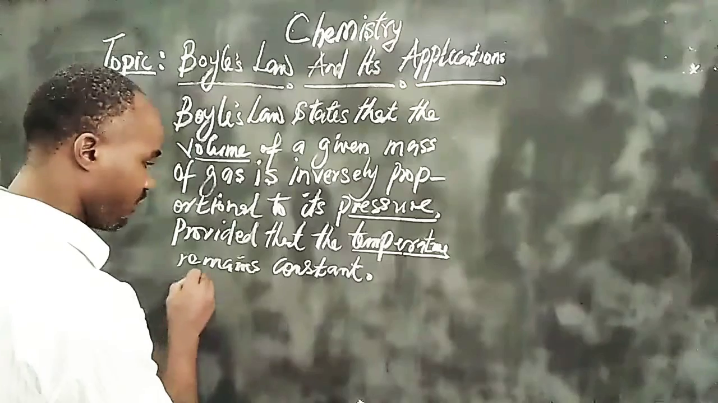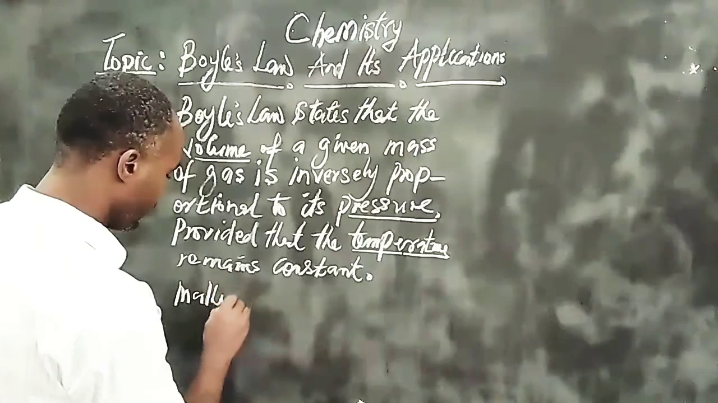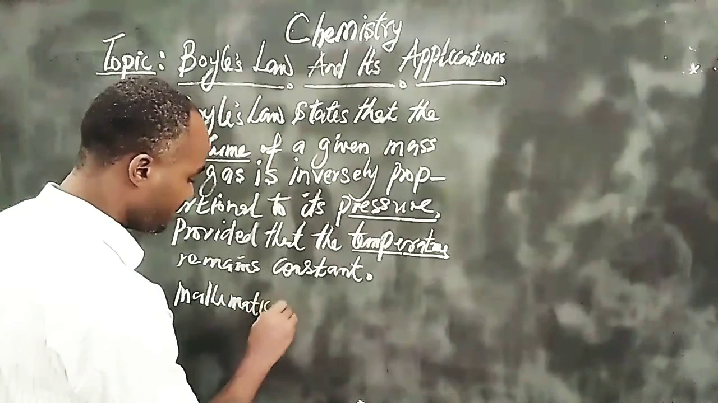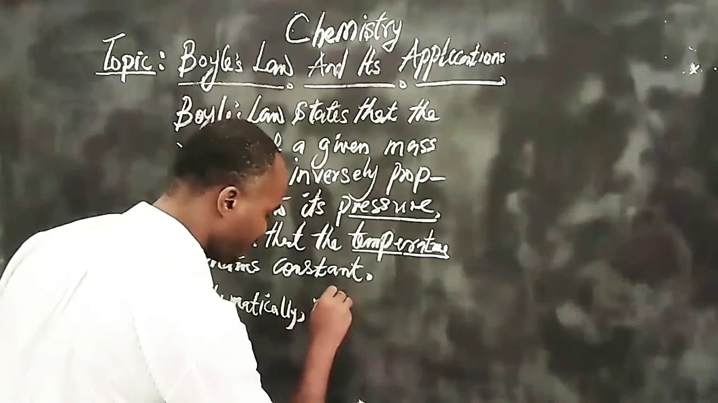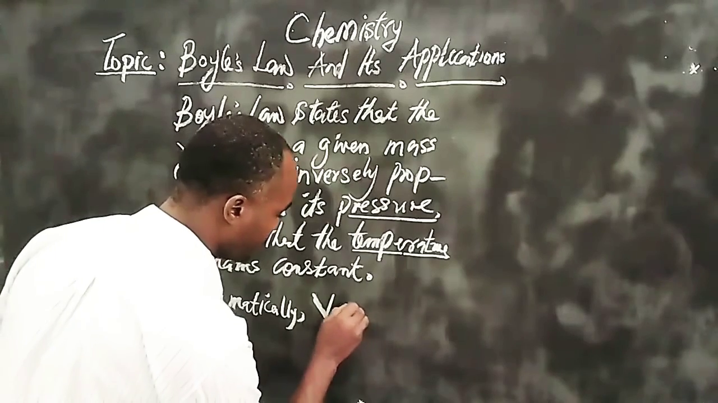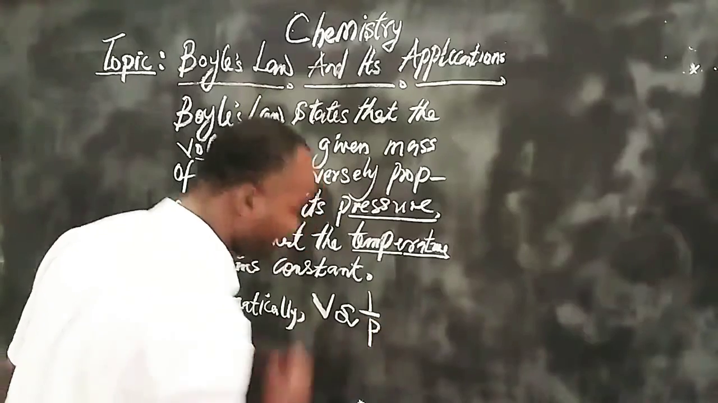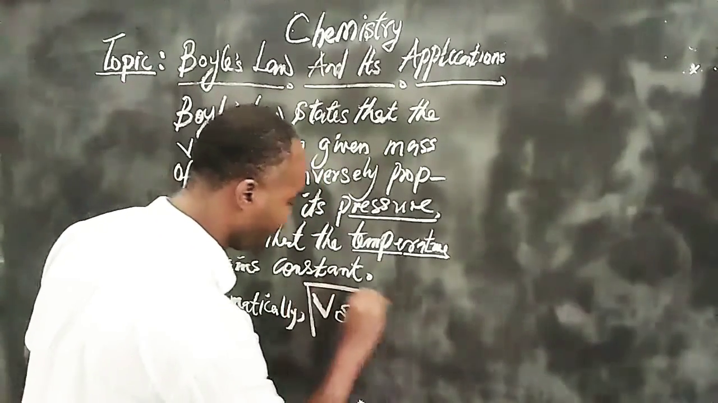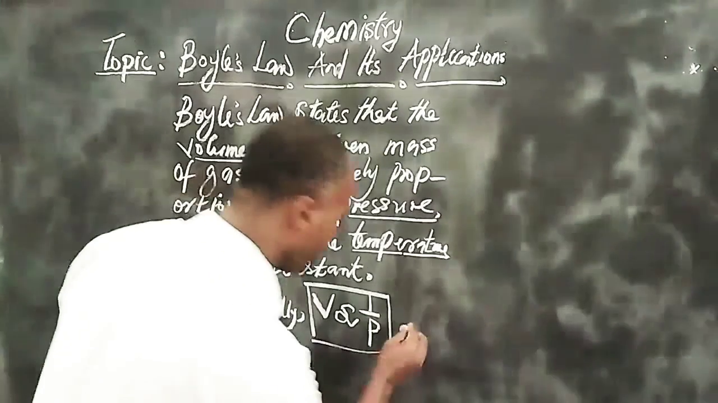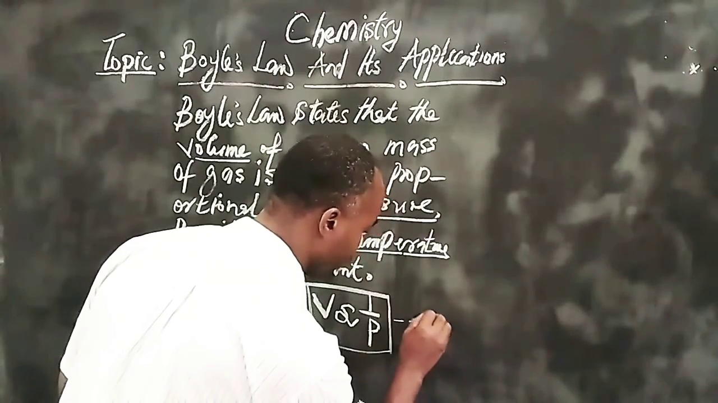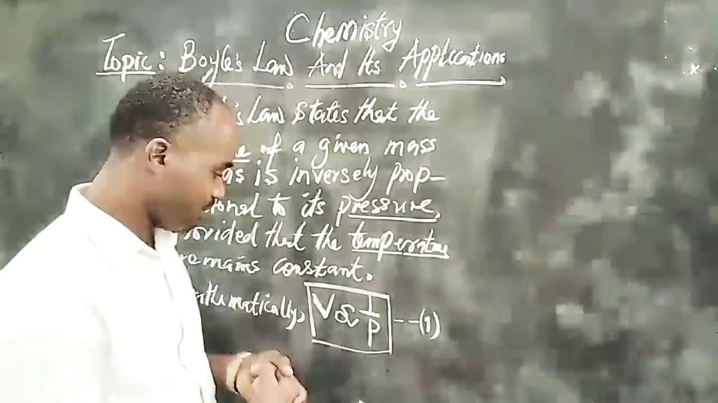The mathematical statement of Boyle's Law is: V is inversely proportional to P. That's the mathematical statement, the first statement of Boyle's Law. We call this relation 1. From here, we can get another relation.